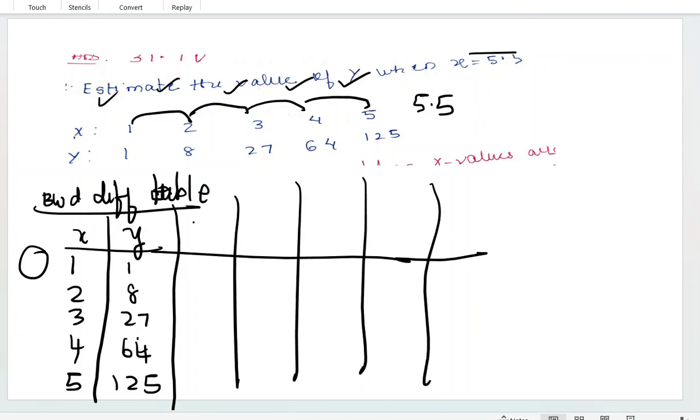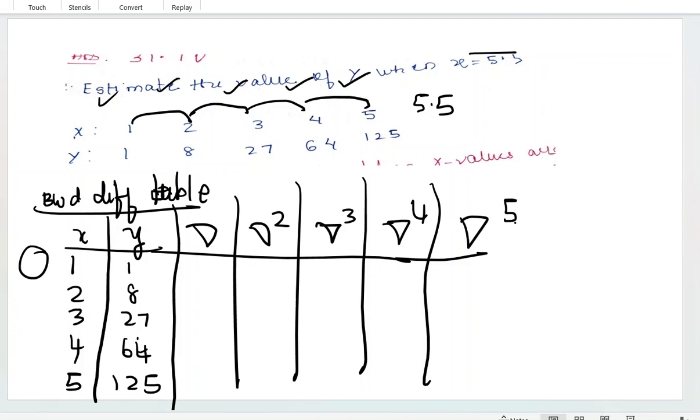The first column will be del. Unlike in the previous case of forward, where it was delta, now in the case of backward, it's del. There will be del square, del cube, del 4, and del 5.